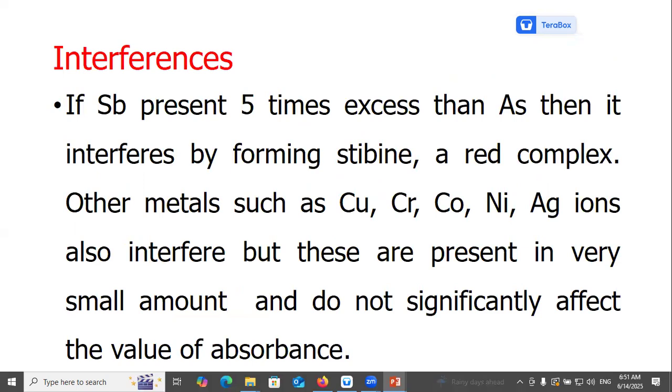If antimony is present in 5 times excess to arsenic, then it interferes by forming the stibine red complex. Other metals such as copper, chromium, cobalt, nickel, silver ions also interfere. But these are present in very small amounts and do not significantly affect the value of absorbance.